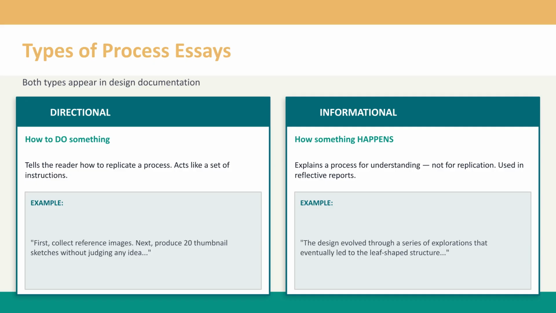This is how something happened. It's not instruction. It's narration and reflection. The reader isn't expected to repeat your process. They just need to understand it. Read this example. The design evolved through a series of explorations that eventually led to the leaf-shaped structure.